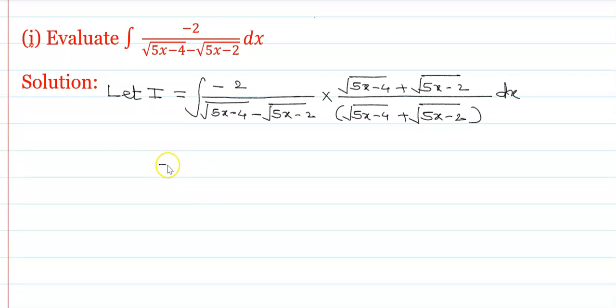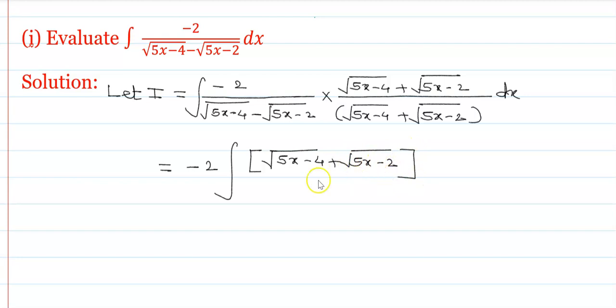Now next, here take minus 2 as common and then integral. Here in bracket root of 5x minus 4 plus root of 5x minus 2, upon this whole divided by a minus b into a plus b. Therefore, you will get a square minus b square. It is root of 5x minus 4, bracket square. It means you are getting 5x minus 4 in the first bracket minus square of this root of 5x minus 2, bracket square, means in another bracket you will get 5x minus 2 into dx.